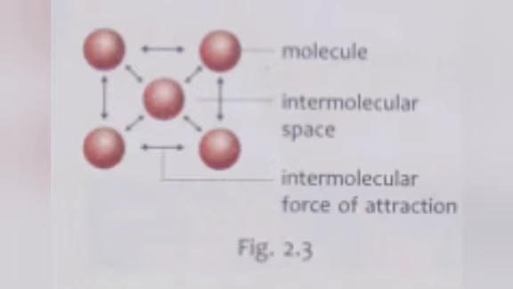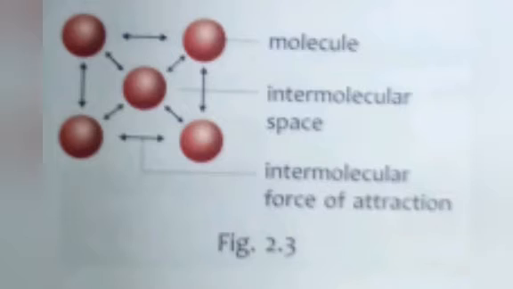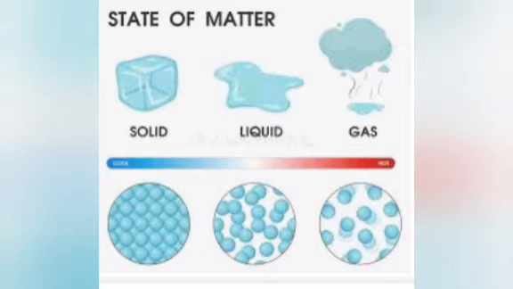Now, second one, intermolecular space. Molecules of matter have a space between them, which is called intermolecular space. The state of matter depends on the intermolecular force and the intermolecular space between the molecules. Matter exists in three different states, that is solid, liquid and gas.